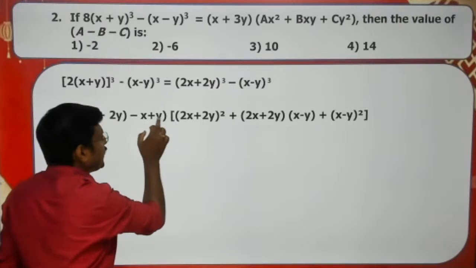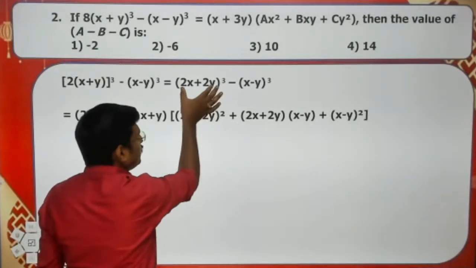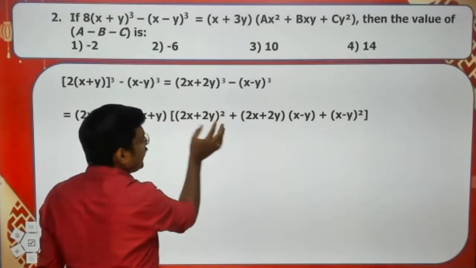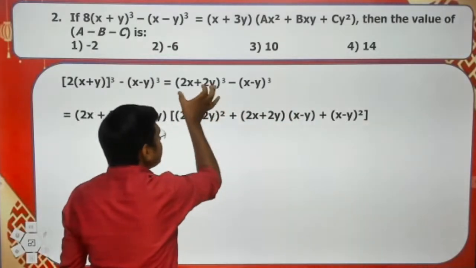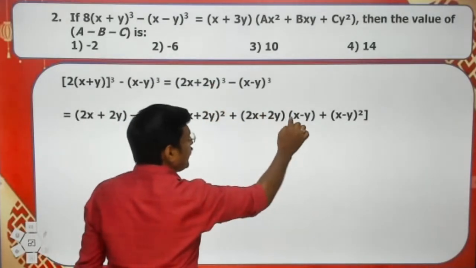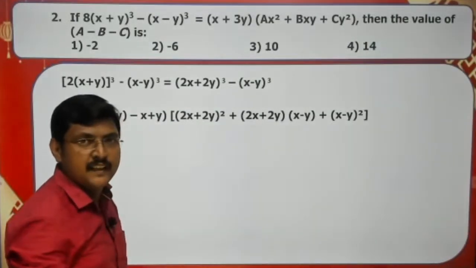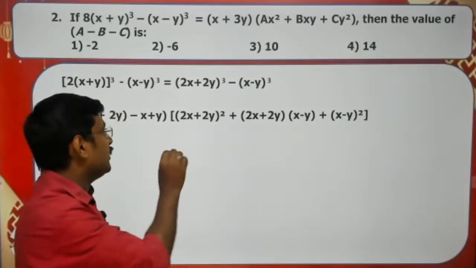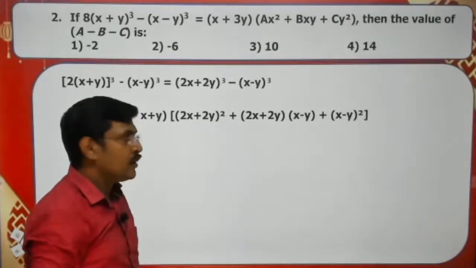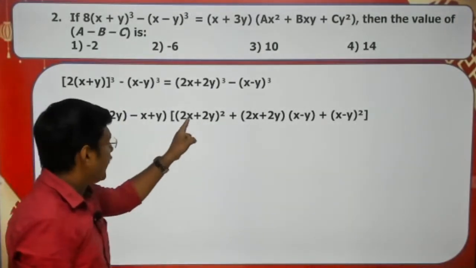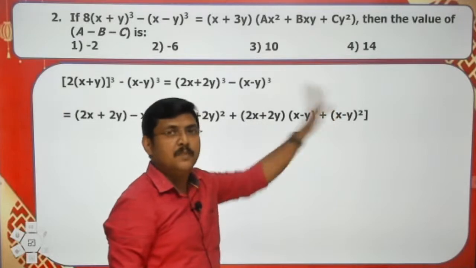A minus b into a square, so this value squared, (2x plus 2y) square, plus ab, this is a and this is b, (2x plus 2y) into (x minus y), plus b square. I hope it is clear. So you should remember that frame to expand like this, right? So a minus b into a square plus ab plus b square.